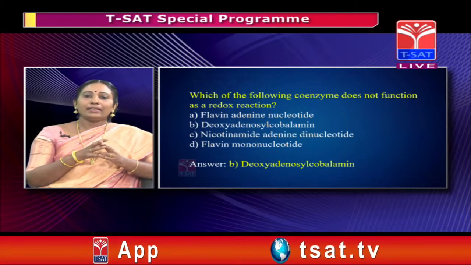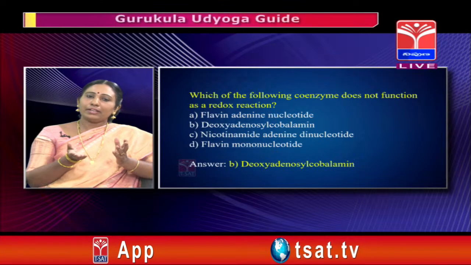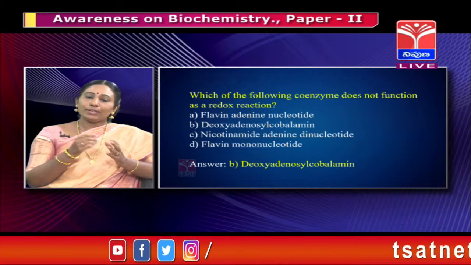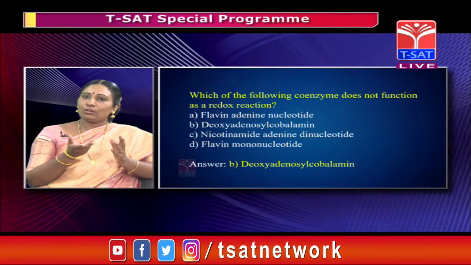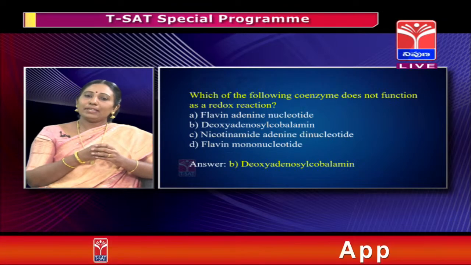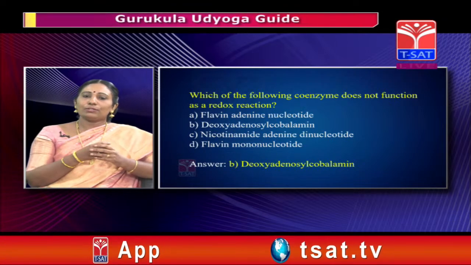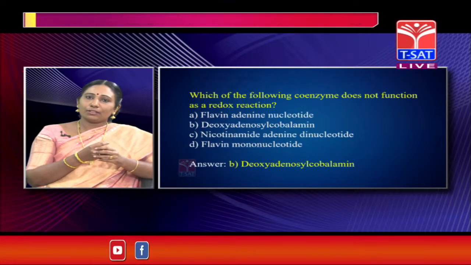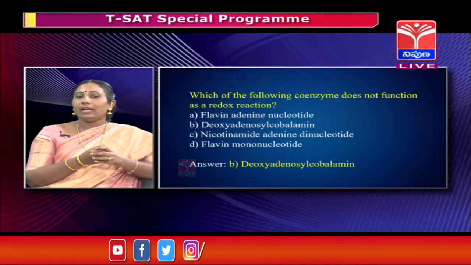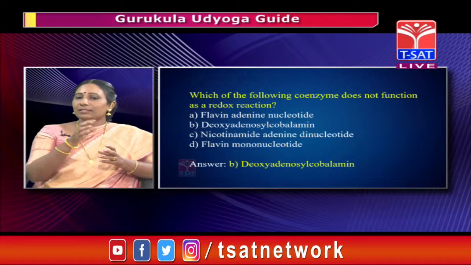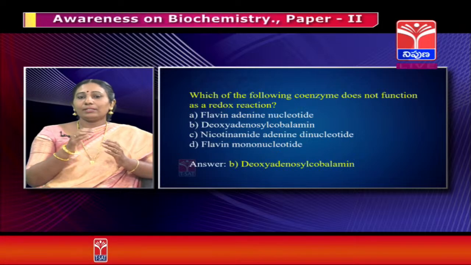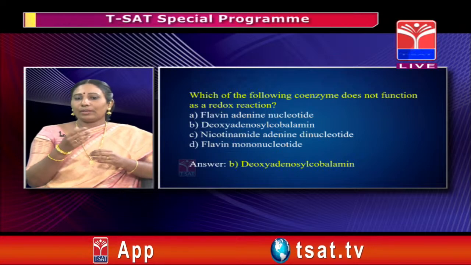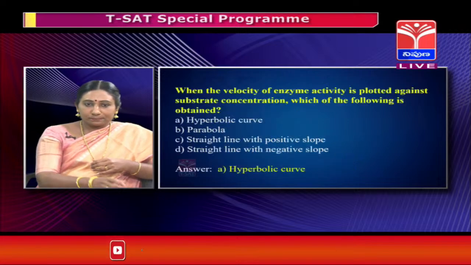So nicotinamide adenine dinucleotide, NAD, gets reduced to NADH2 in many reactions, like in TCA, etc. So NADH2 is possible. Flavin mononucleotide, FMN, also will be converted. So only by elimination we can say that deoxyadenosyl cobalamin could be the answer. Though you may not know about the function of that, or where exactly this molecule might be working in a metabolic pathway, you can still figure out the answer by reasoning the other options given, and probably come to a conclusion.